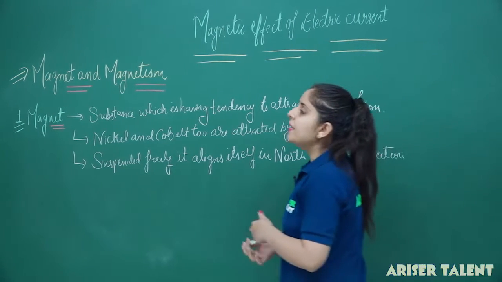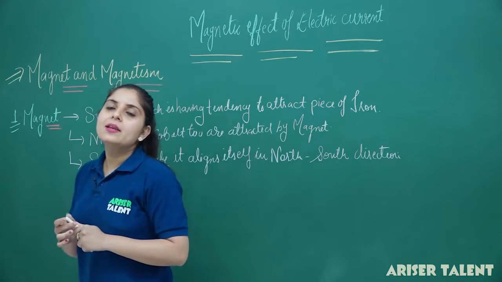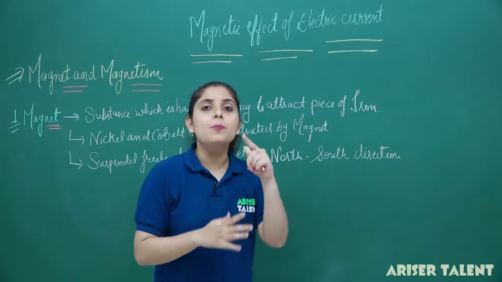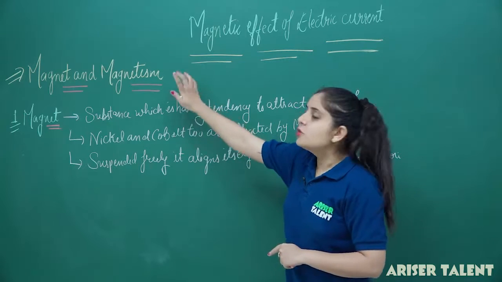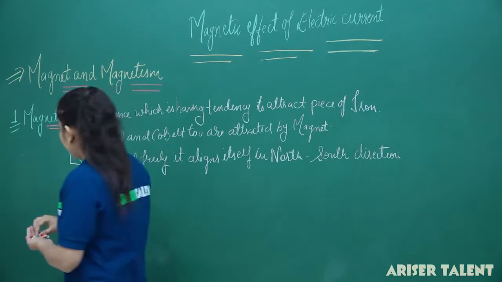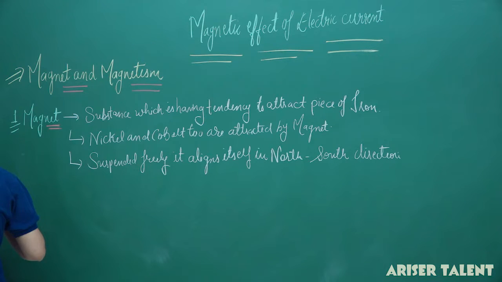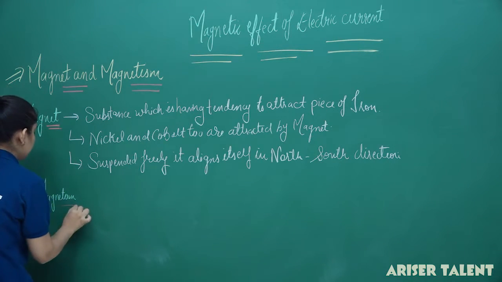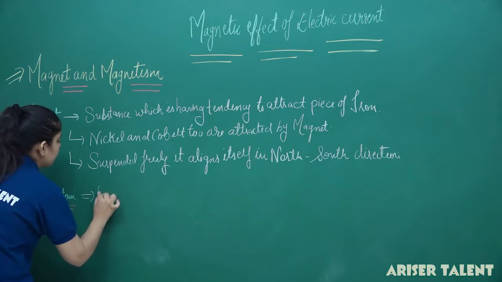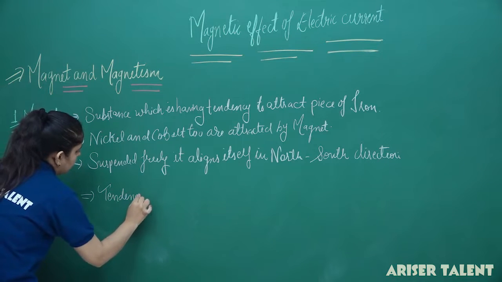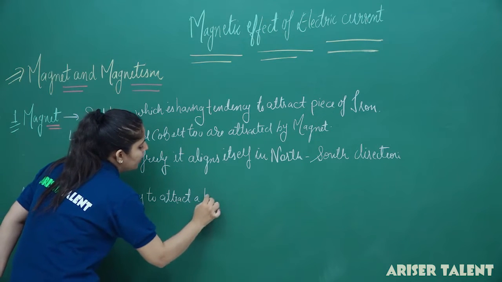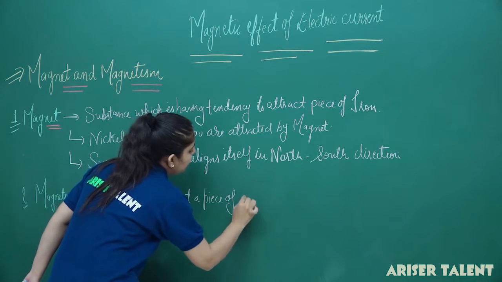Now, the property of a magnet to attract a piece of iron is known as magnetism. Magnet is actually the name of the substance we have, and the property to attract a piece of iron is known as magnetism. So, let's discuss the definition of magnetism here. So, what is magnetism? The tendency to attract a piece of iron.